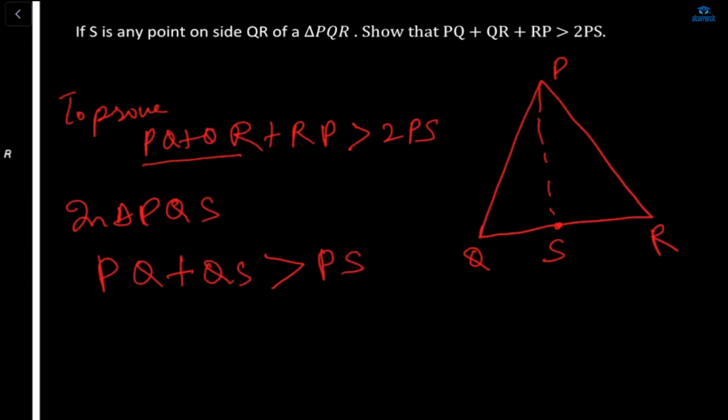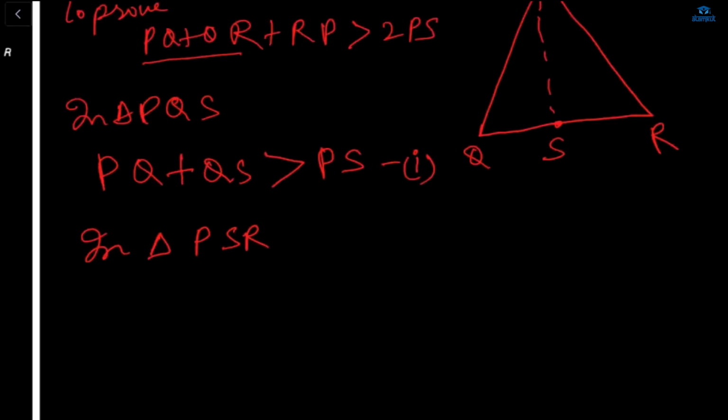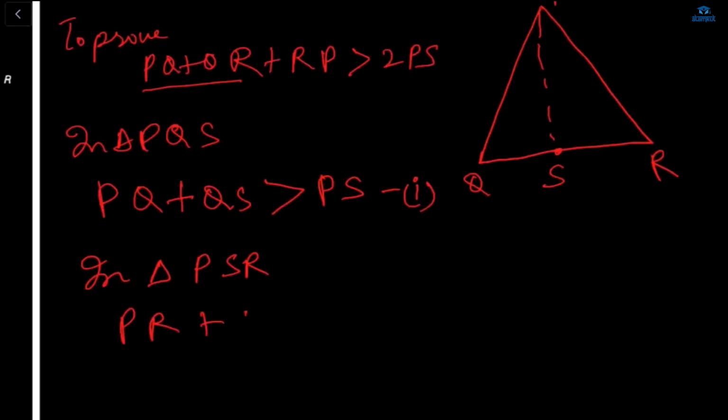Because we have to show this. Now, we are assuming this as equation 1. Similarly, in triangle PSR, whatever you write, PR plus SR is greater than PS. This is your second equation.